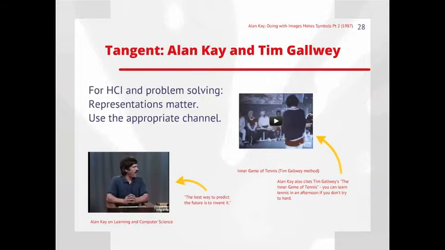Next, we're going to take a look at this inner game of tennis video. And Alan Kay also cited this video in his extended talk. The Alan Kay on learning and computer science is just part of a longer lecture that he gave. And basically, what happened was that a news team in the US on Harry Reasoner's newscast, he was trying to learn the game of tennis.